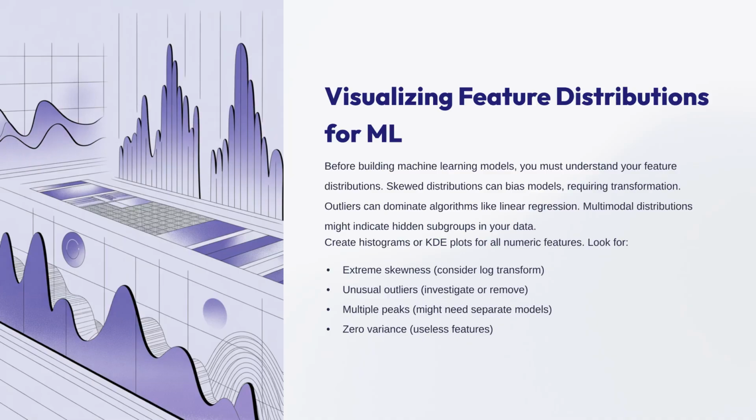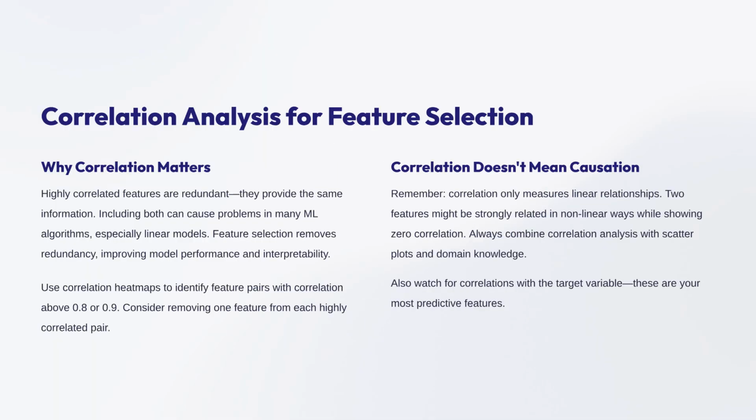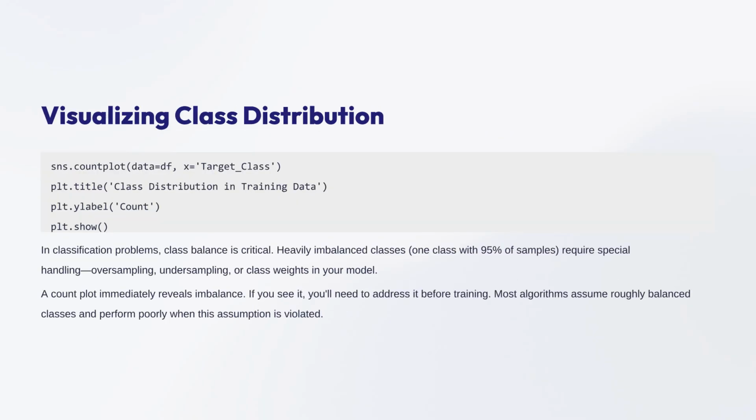Before building machine learning models, visualize feature distributions using histograms or KDE plots. Look for extreme skewness, unusual outliers, and multimodal shapes, as these issues require attention. Correlation analysis helps with feature selection. Highly correlated features are redundant. Use heat maps to find pairs above 0.8 or 0.9, but remember that correlation only measures linear relationships and doesn't imply causation. In classification problems, visualizing class distribution with a count plot is critical. Heavy class imbalance requires special handling, as most algorithms assume balanced classes.